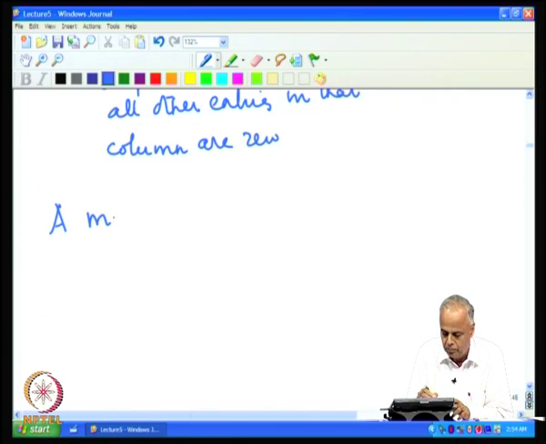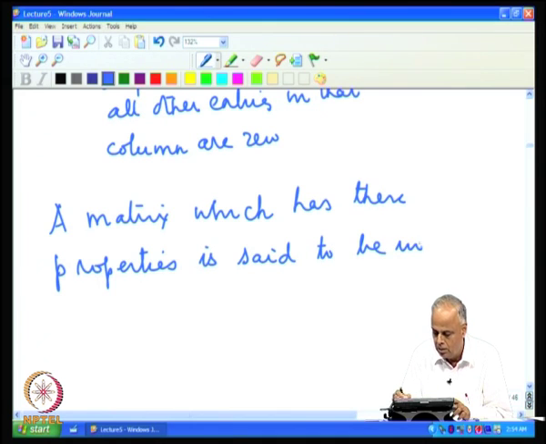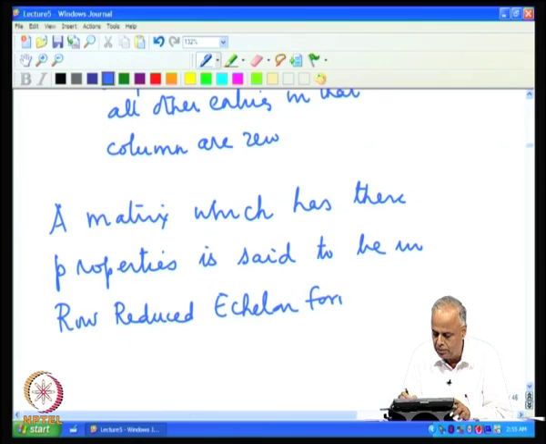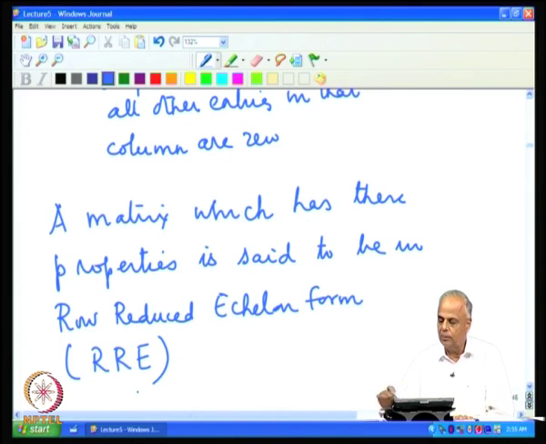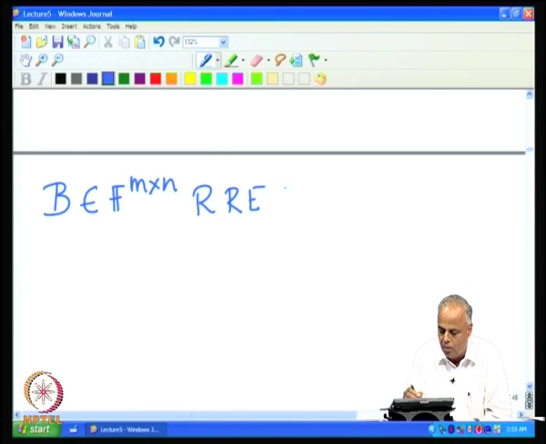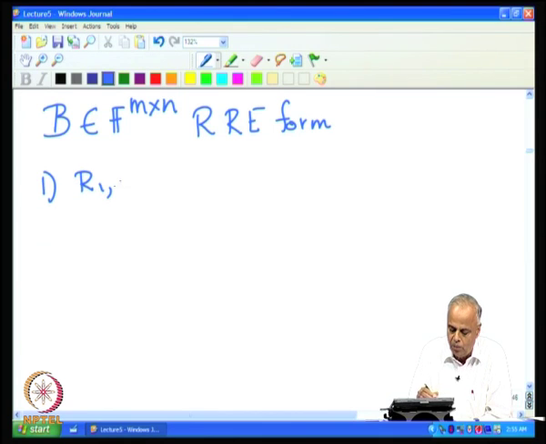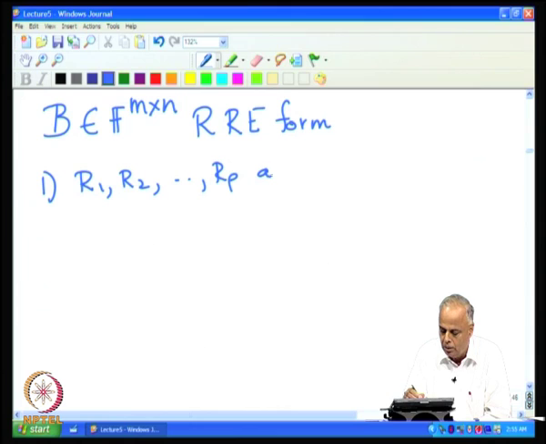So, a matrix which has these 4 important properties is said to be in row reduced echelon form, and such a matrix is called a row reduced echelon matrix. We will simply write RRE, row reduced echelon matrix. So, in general, if we consider a matrix B which is in F^(m×n) and if it is in RRE form, what are the features? Let us say R1, R2, ..., Rr are the non-zero rows.